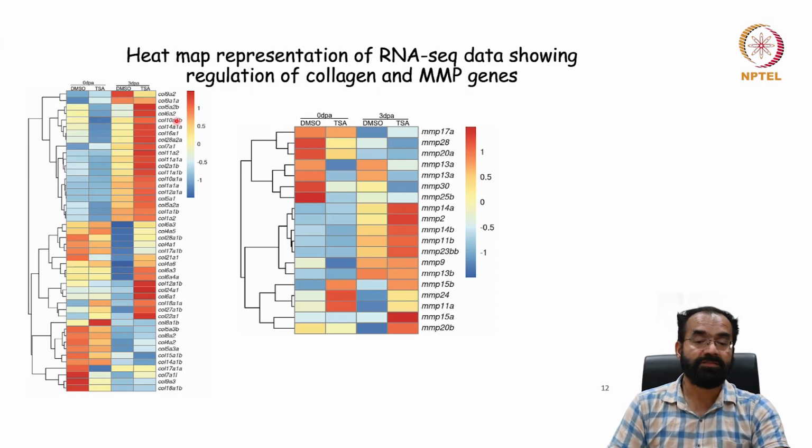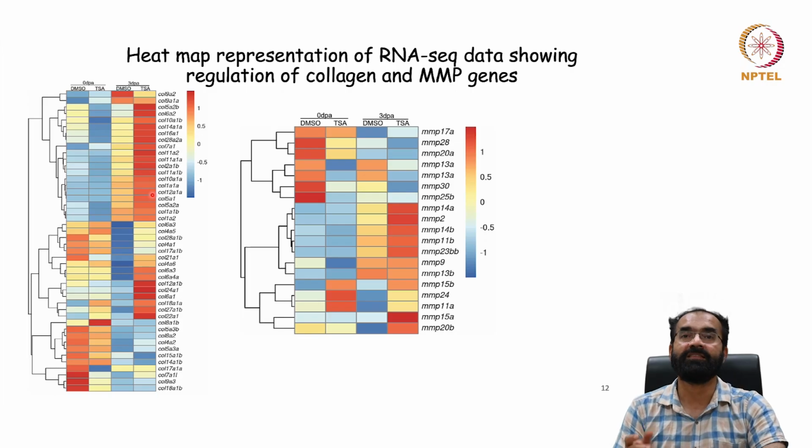But you have seen in the TSA treated sample, because of the HDAC inhibition, a large number of collagen family genes have gone up, in red color. And concomitantly, we can also think why collagen genes will go up. We have shown by Western and immunofluorescence that collagen 4 levels are also high.